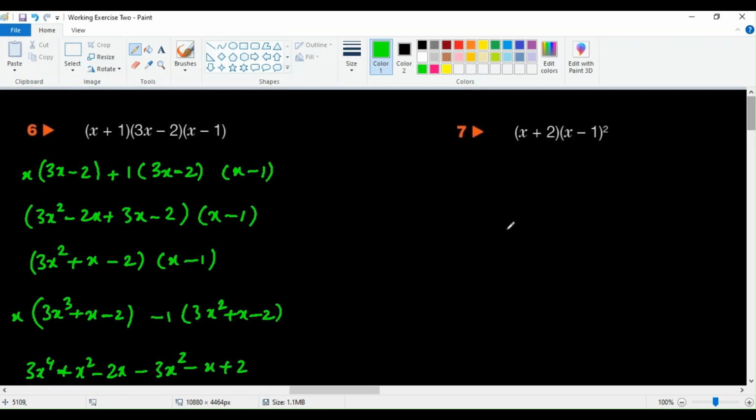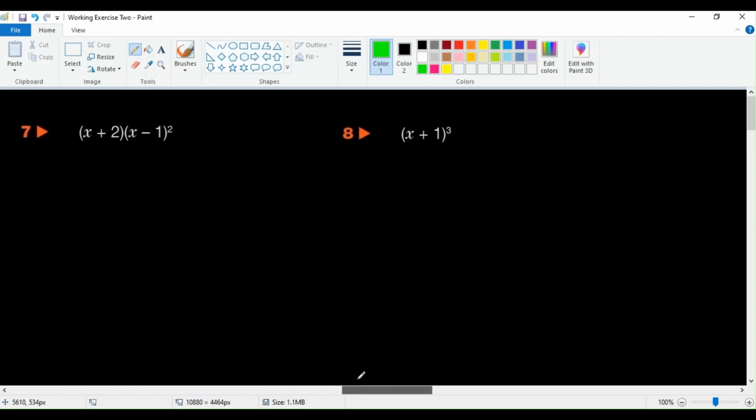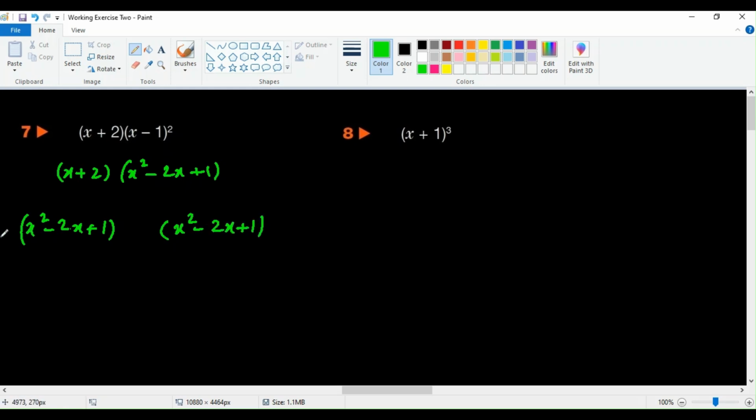Moving on to question number 7. In here, we are going to solve first x minus 1 whole square. That means it is going to give us x squared minus 2x and plus 1 as the expansion of x minus 1 whole square. So this is going to be in the first bracket, and this is going to be multiplied by x plus 2. Now I will write x squared minus 2x plus 1 as the first bracket. Copy down this once again, and then x and plus 2 like this.